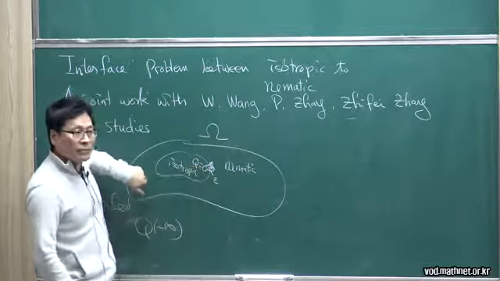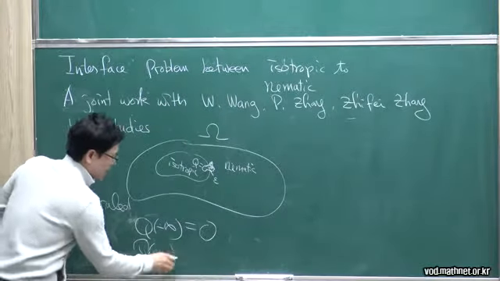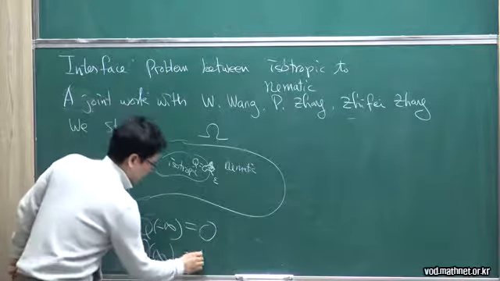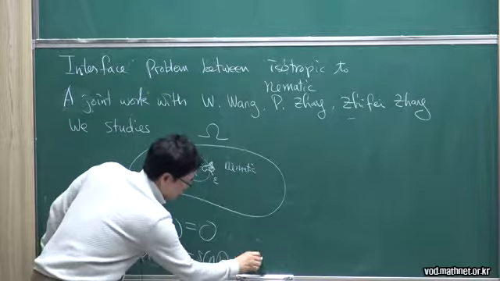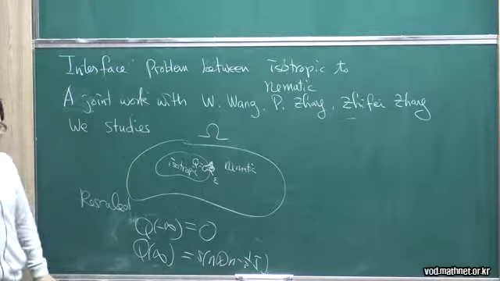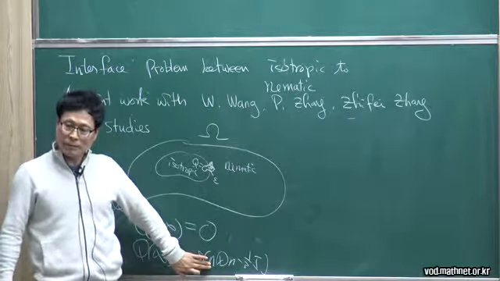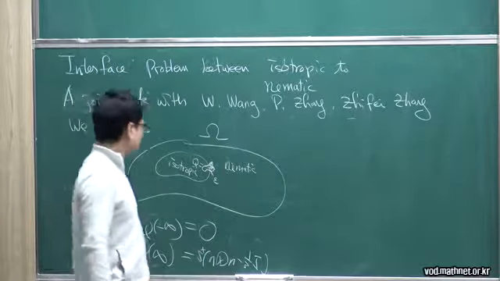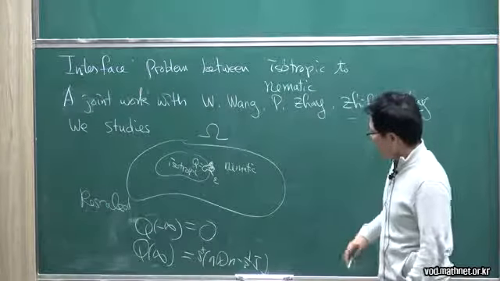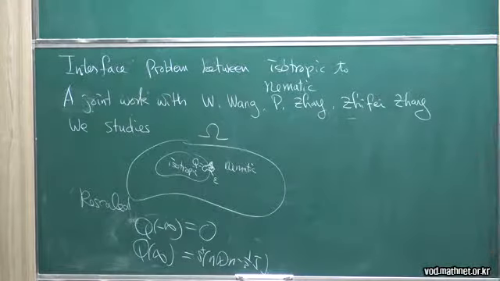Q at minus infinity equals 0, and Q at plus infinity becomes S n cross n minus 1/3 identity matrix. So this is the interface between isotropic and nematic. This is the nematic phase, and then we look at certain values. The simplest problem is the 1D problem. This is still a very complicated problem.